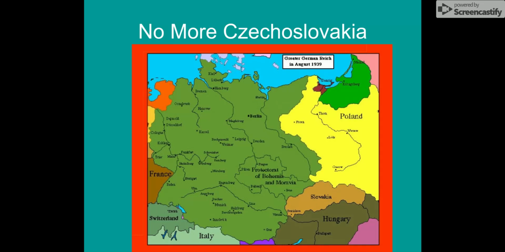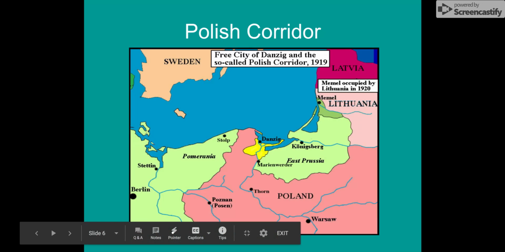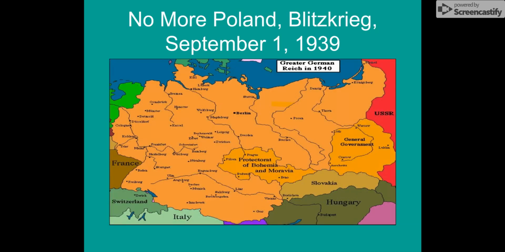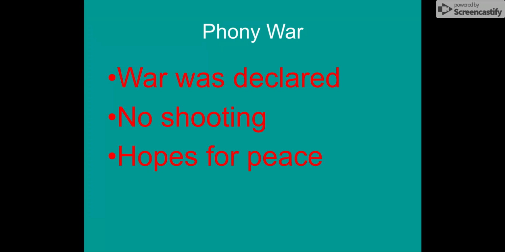Just that little yellow part up there, top of Poland, that will also connect the Germans, called the Polish Corridor. Now, September 1st, 1939, Hitler invades Poland, blitzkrieg. Also, remember, Stalin, USSR, invades also the other side, so it's half and half. This is when we have something called the phony war, where the war was declared, no shooting happened, and there's actually hopes for peace.